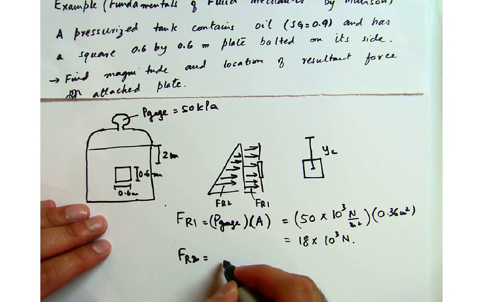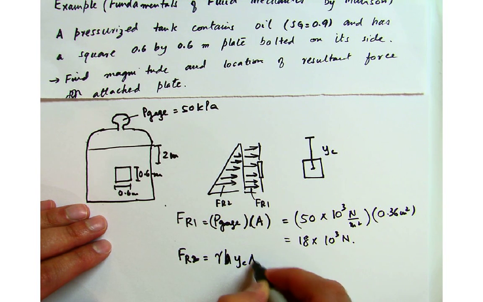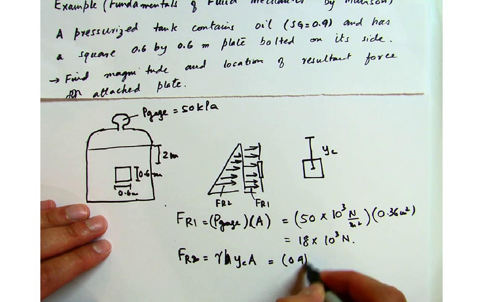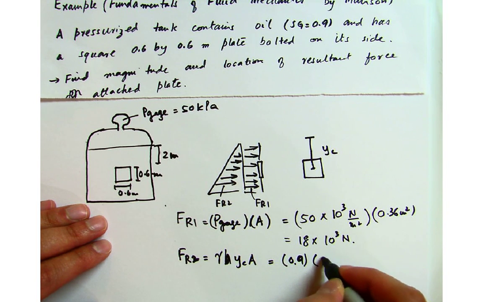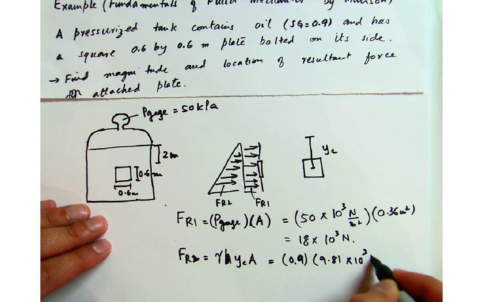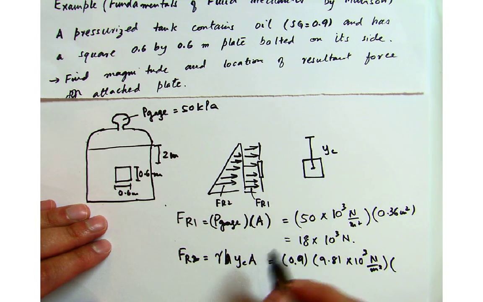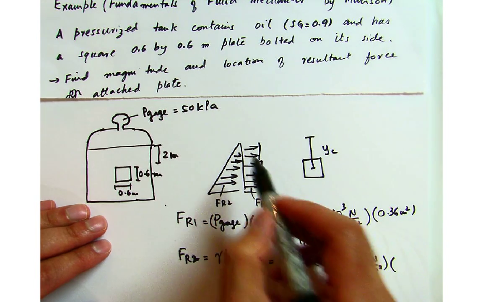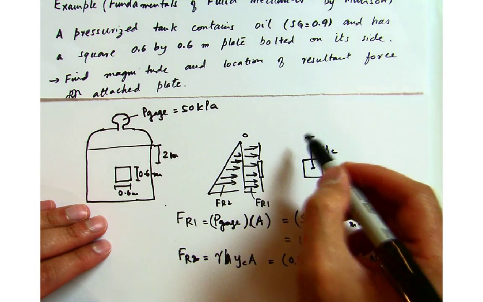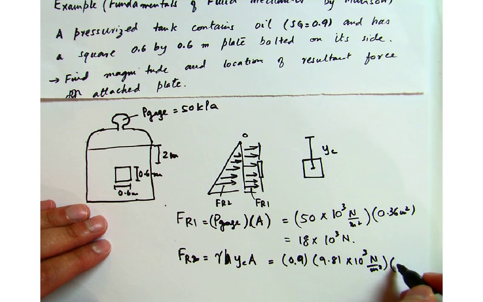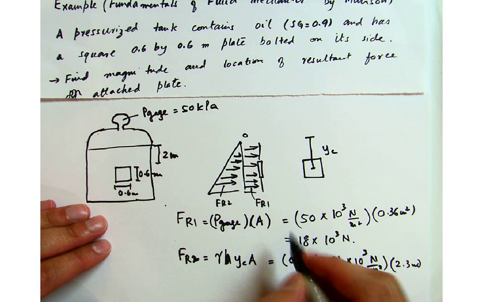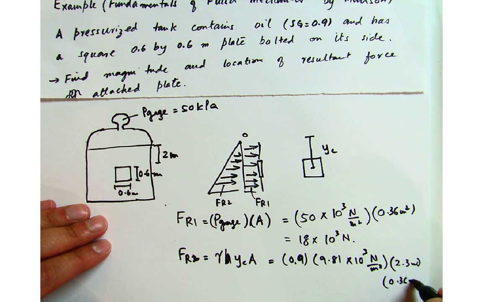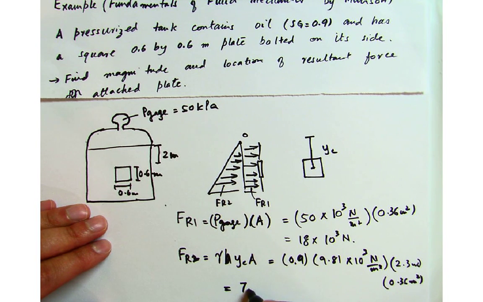Now FR2 is a hydrostatic force, something like this we have obtained earlier in the previous example. So gamma times YC times A equals 0.9 times 9.81 into 10 raised to power 3 Newton per meter cube, times the distance from this point, which I'm calling point O again, to the centroid, which is 2.3 meters, and then the cross-sectional area, which is 0.36 meter square. So when I multiply all of these, this gives me 7.31 into 10 raised to power 3 newtons.